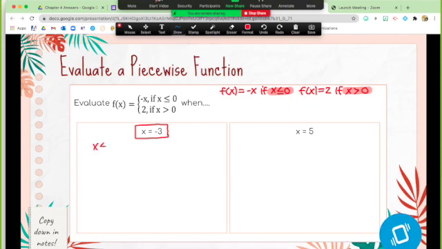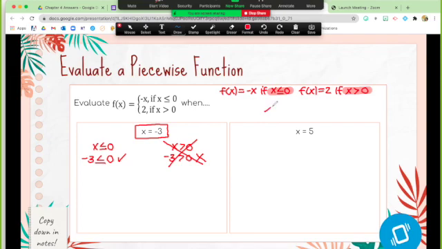x is less than or equal to 0 or x is greater than 0. Now if I look at x equals negative 3, that statement is true over here. Negative 3 is less than or equal to 0. That is a true statement. It isn't a true statement when we have negative 3 is greater than 0. That's false, right? So we're not going to use this one right here.